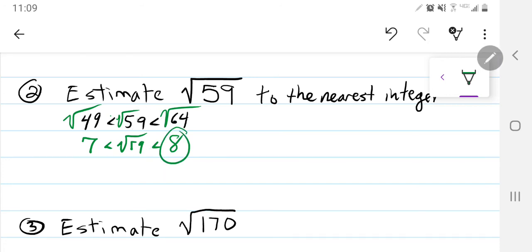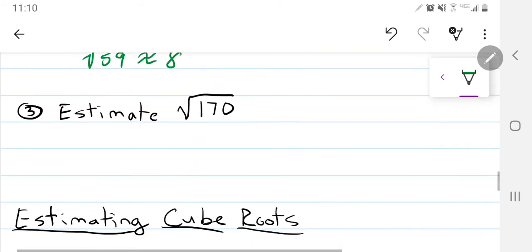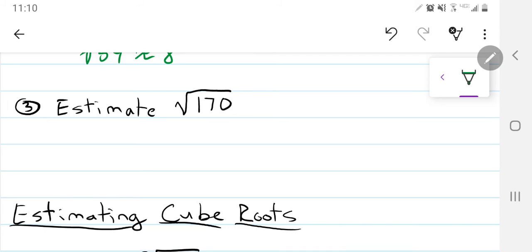That's the one it's closest to because the 59 is closer to 64. All right, so we'll write our answer, 59. Square root of 59 is about approximately 8. Not exactly 8. It's a very, very rough estimate, but that's what we're doing right now. Okay, same directions for this. So to the nearest integer.